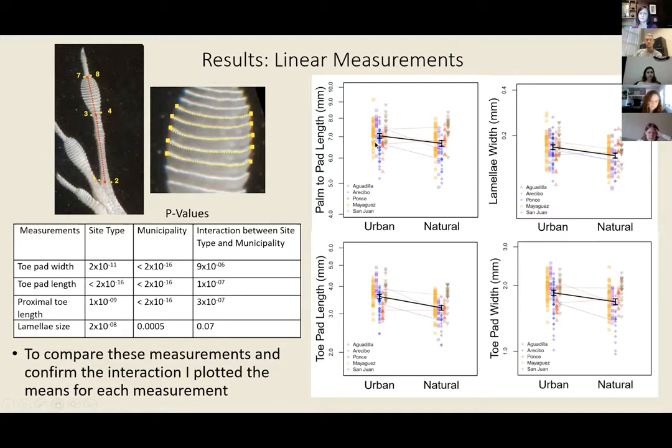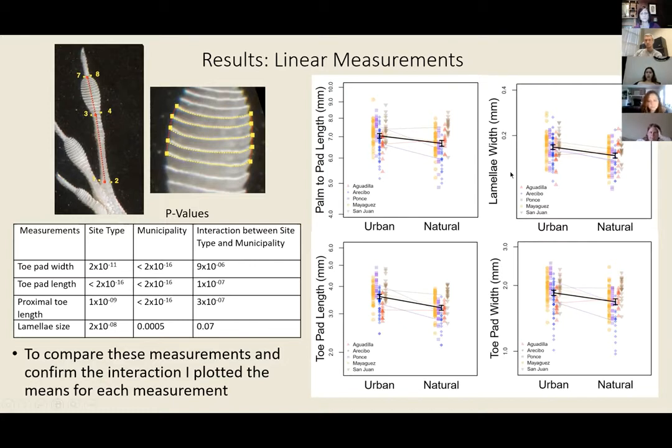But you have all the individuals displayed on these plots as well. But they're color-coded based on municipality. And there's lines, which are also colored, connecting the means from each municipality as well. And so the really interesting thing that you can see when you plot them like this is if you go over here to lamellae size or lamellae width, you see that Aguadilla is the only municipality that is going against the overall trend, which is why you don't see that interaction effect in lamellae size.